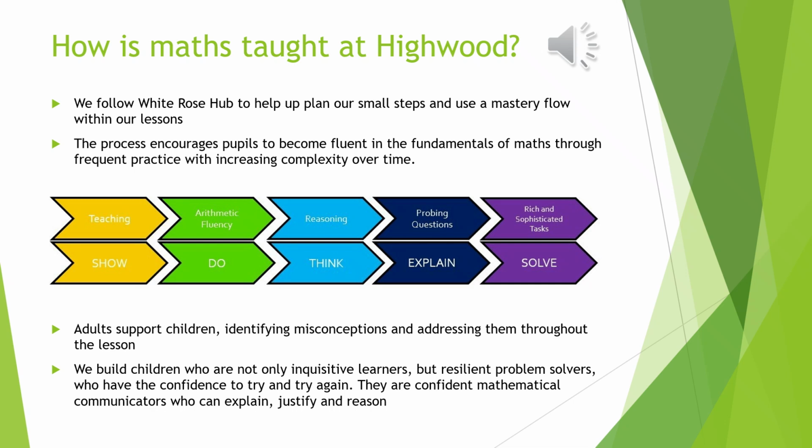At Highwood we use the White Rose Hub, which helps us to plan all of our small steps, and we use a mastery flow within all of our lessons. Our teaching is part of the show aspect, arithmetic is do, reasoning is think, probing questions is our explain, and the rich and sophisticated tasks are our solve. This will be explained deeper on the next slide.